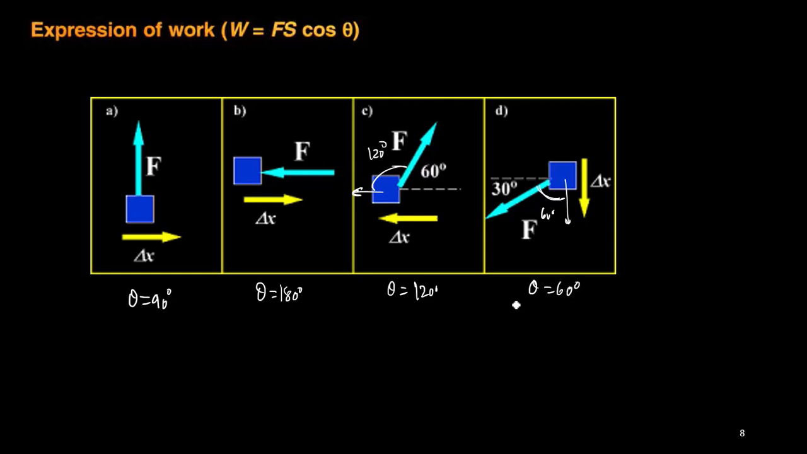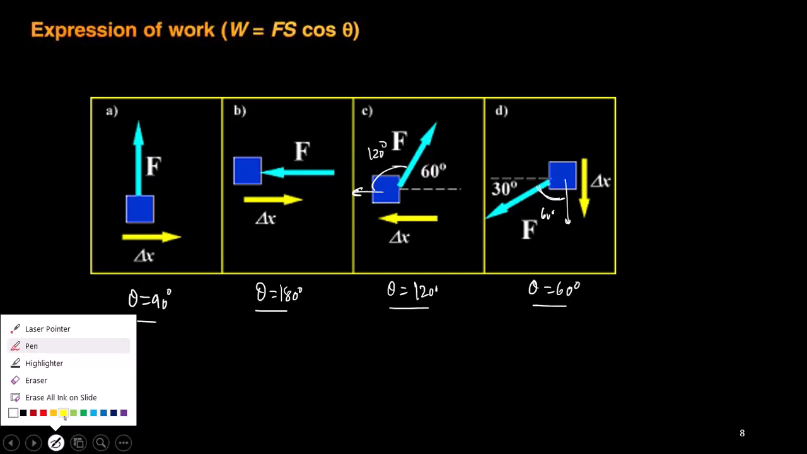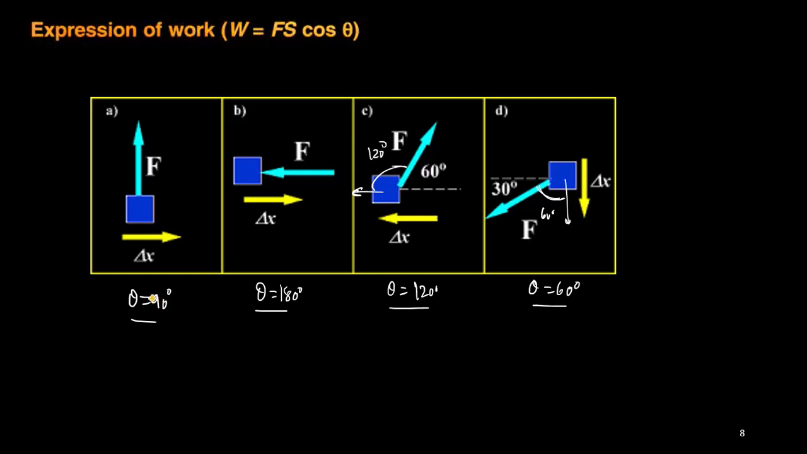So depending on the various situations, theta will be different, and accordingly I can calculate the work done for different situations. For the first case, theta equals 90 degrees, so cos theta becomes 0. Cos 90 is 0. When theta equals 180 degrees, cos theta equals minus 1. When theta equals 120 degrees, cos theta equals minus 1 half. And when theta equals 60 degrees, cos theta equals plus 1 half. So the cos theta value changes in every situation.